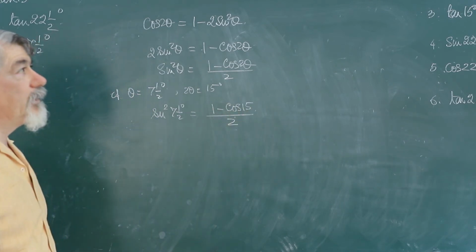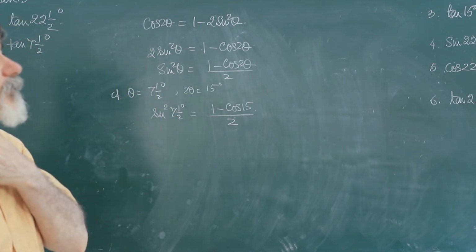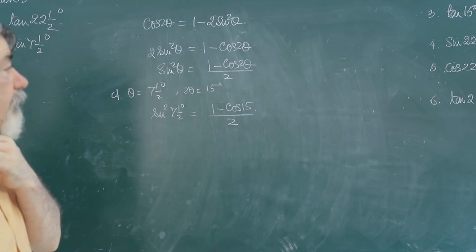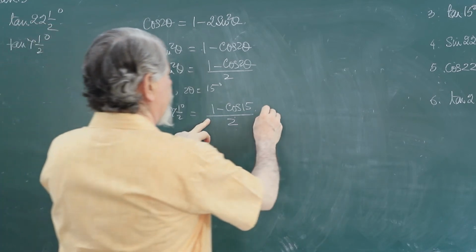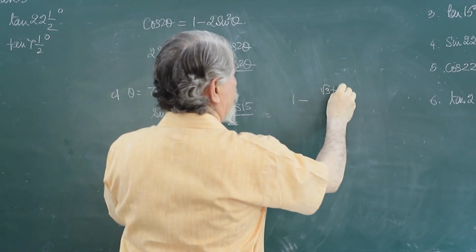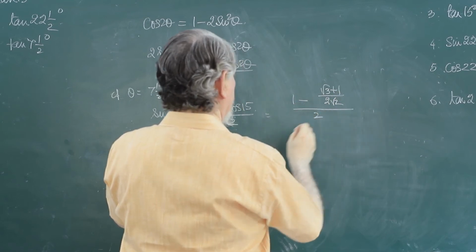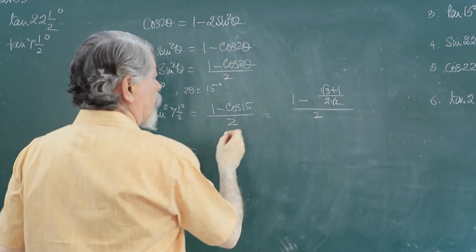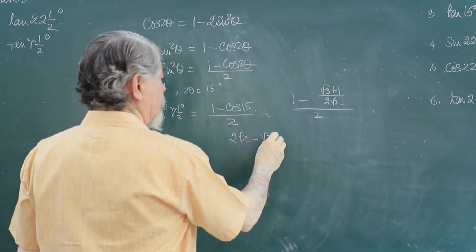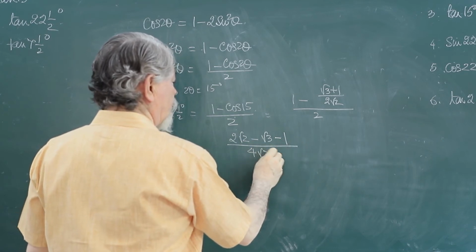I have already calculated the value of cos 15 there. You can see what value of cos 15 I have calculated: root 3 plus 1 upon 2 root 2. We had already calculated it. So it will become 1 minus (root 3 plus 1 upon 2 root 2), upon 2. You simplify it. What will you get? 2 root 2 minus root 3 minus 1 upon 4 root 2.